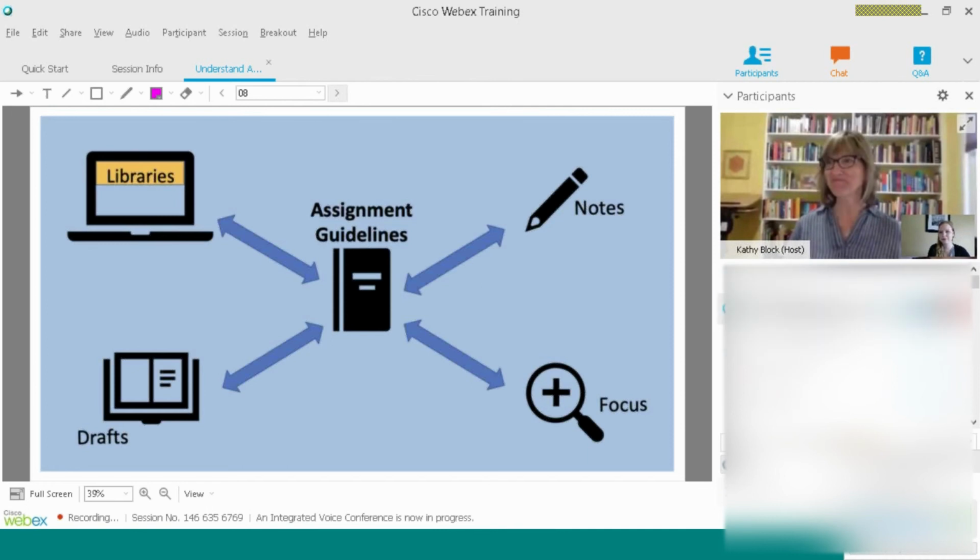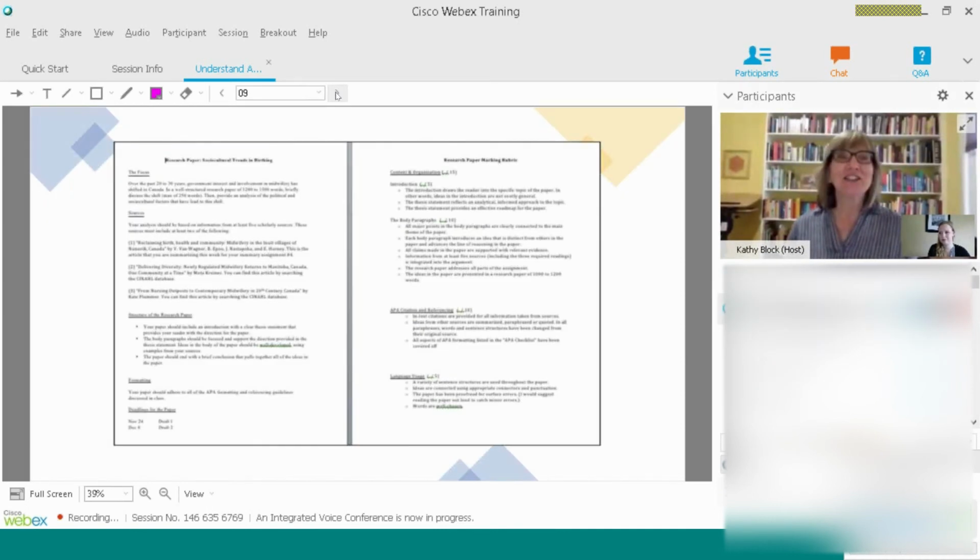Let's take a look at one example. What might an assignment guideline look like? Here's one example. These are the instructions for a writing assignment that I gave to my students a few years ago in a second-year course. The sheet on the left of your screen is the guideline itself.